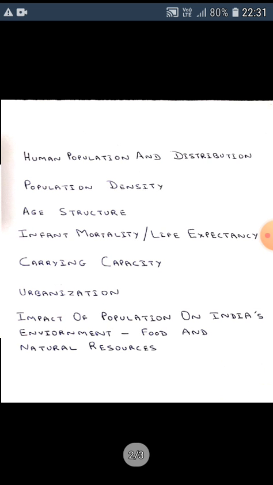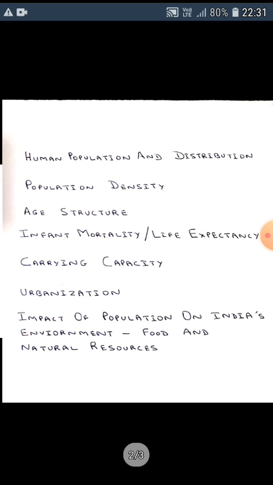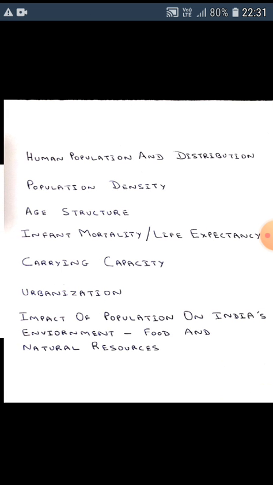Impact of population pressure on India's environment, food and natural resources. India occupies 2.4% of the world's land area, but it accounts for 16% of the world population. Also, the hard fact remains that among more than 1 billion plus population, nearly 400 million are illiterate and an equal number live below the poverty line.